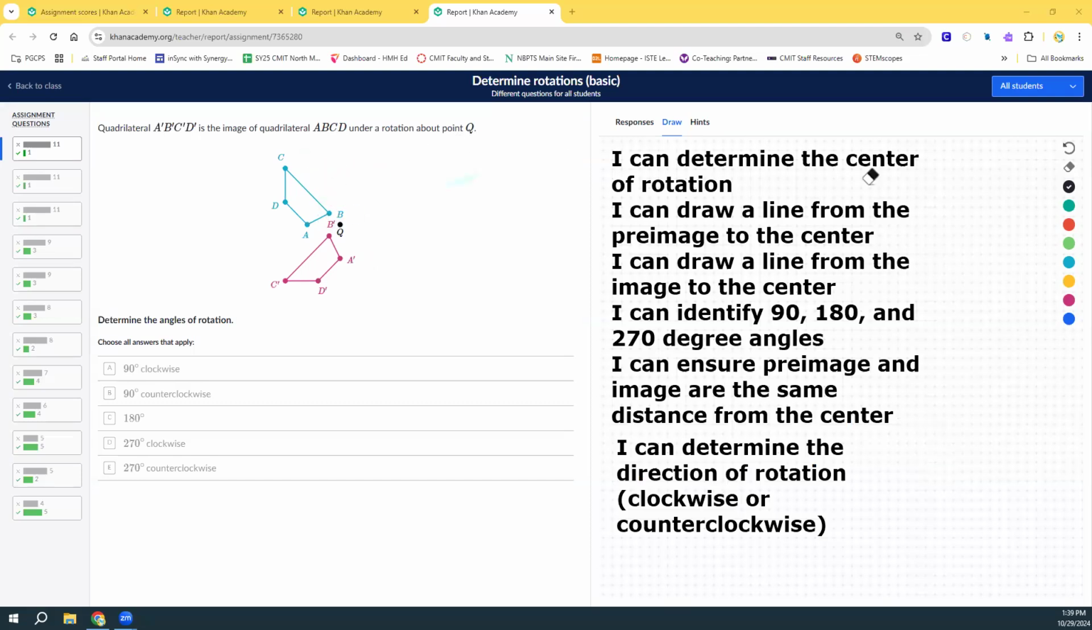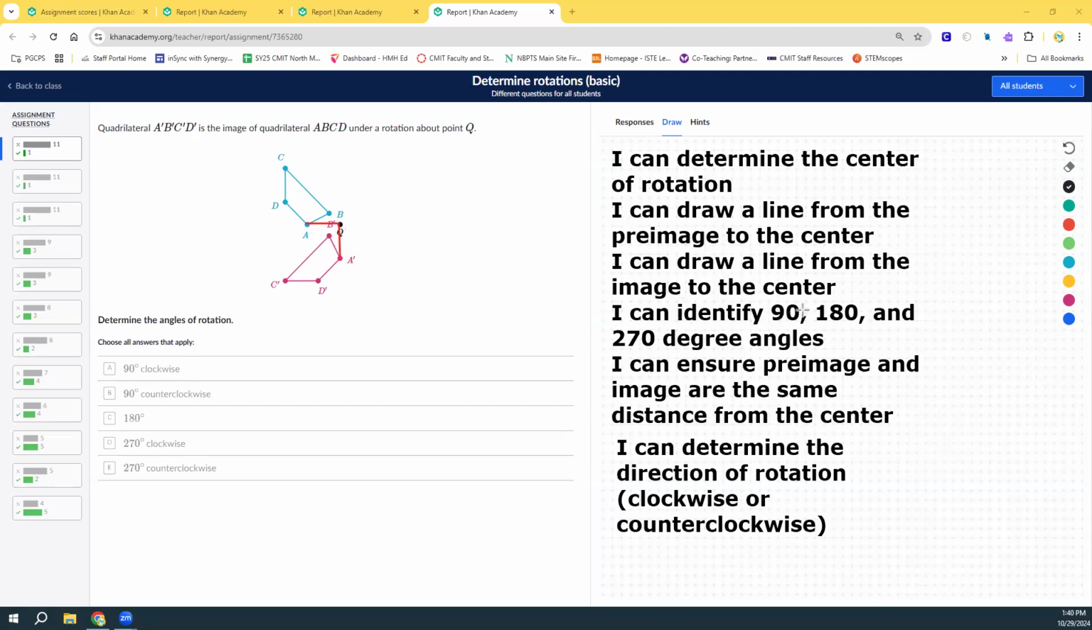Because we're just gonna do this one more problem. Okay, so here we have one like what we did in class today. And so I can determine the center, that's Q. I can draw a line from the pre-image to the center. So I'm going to choose point A and draw a line from A to the center. I can draw a line from the image to the center. And that's got to be the corresponding point on the image, which is A prime.